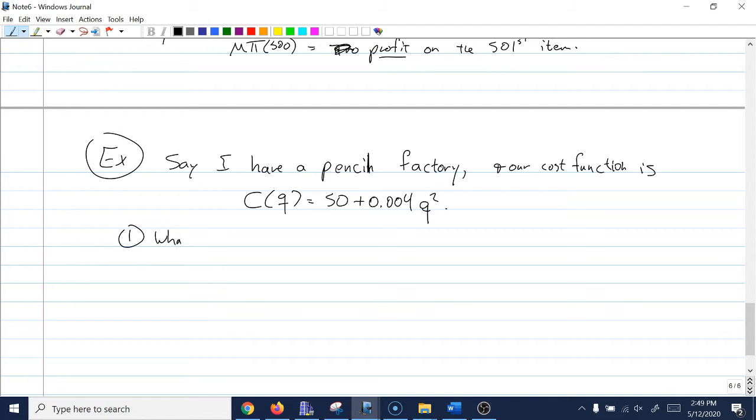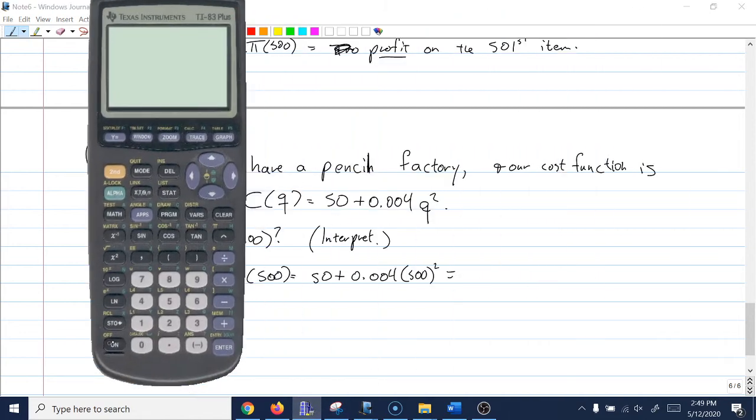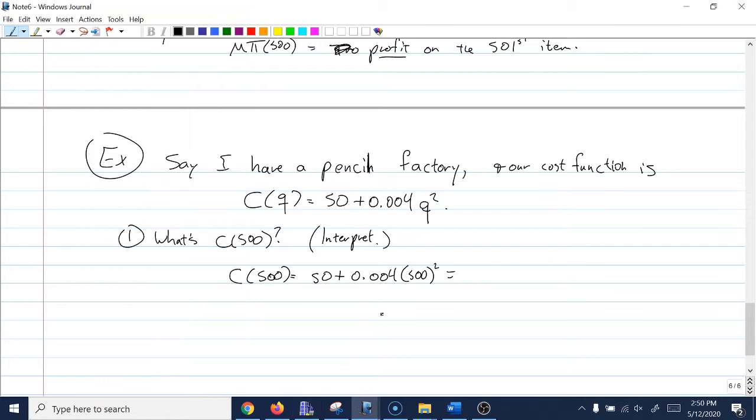1. Let's find C of 500. Interpret. How do I find C of 500? I plug a number into a formula. That's not so bad. I need 50 plus 0.004 times 500 squared. What is this? This is your calculator. What's 50 plus 0.004 times 500 squared? It's 1050.